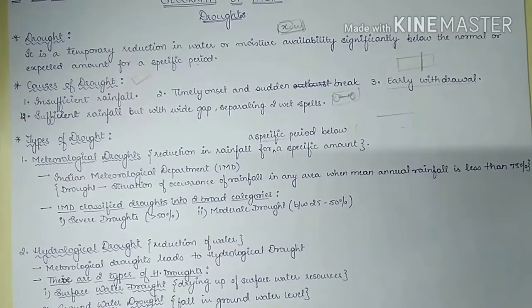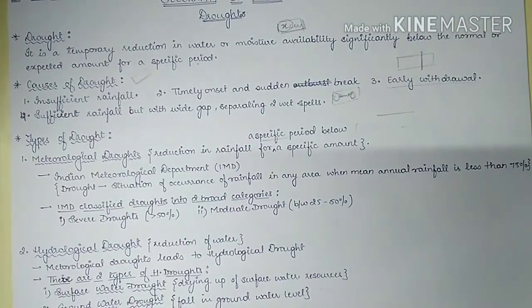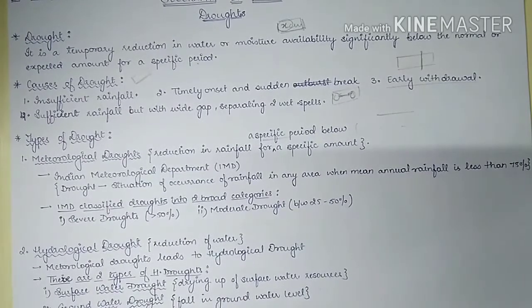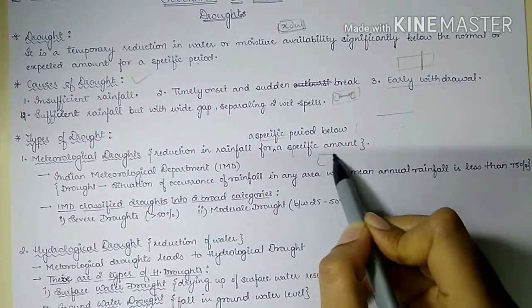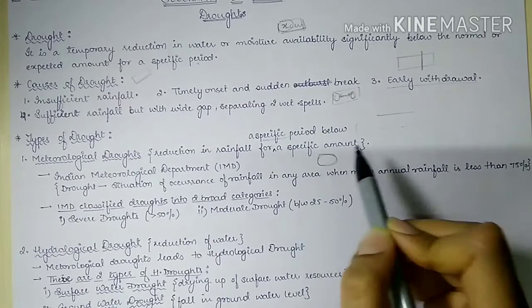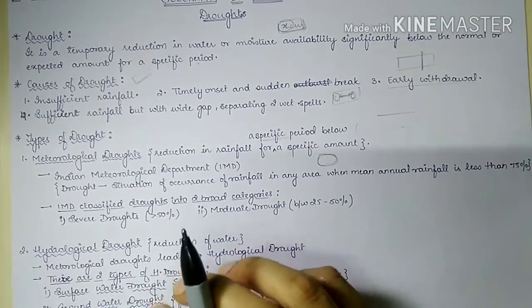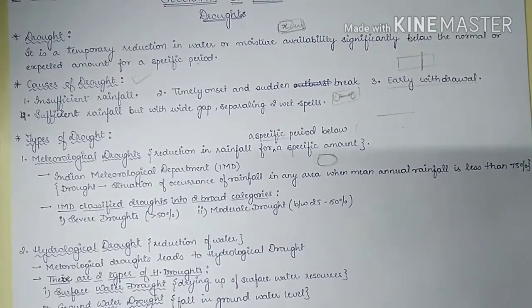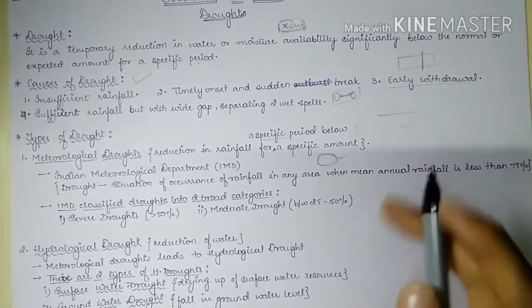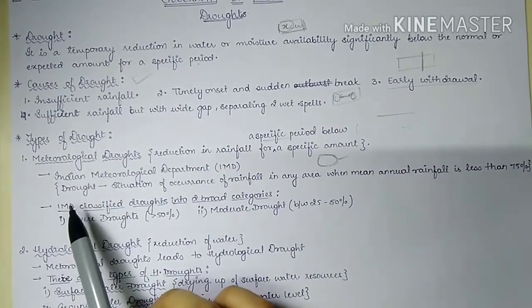Now the Indian Meteorological Department has defined drought as a situation of rainfall occurrence in any area when the mean annual rainfall is less than 75% of the normal rainfall. That is, the rainfall that occurred in a specific area during the period is 75% less than the mean average amount of rainfall that the area gets during this period of time. That situation is considered drought.